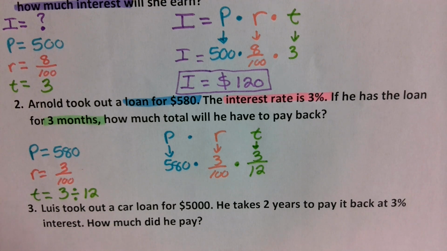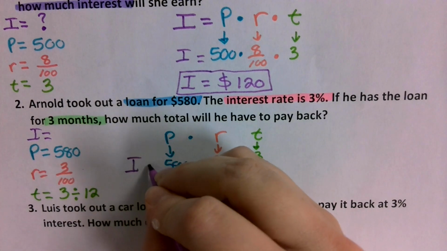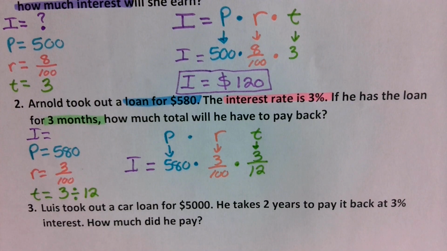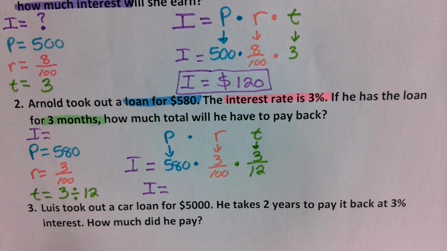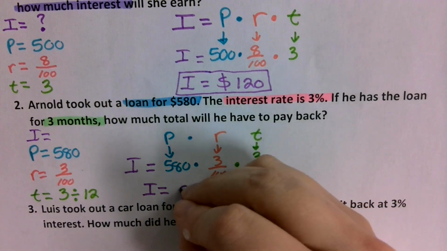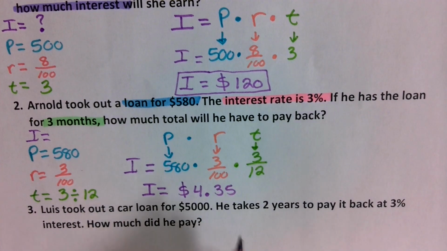Now when we multiply all of that together, that's just going to be equal to the interest. When we multiply all of this together, that's just going to calculate the interest alone. So we're going to do 580 times 3 over 10 times 3 over 12. That's going to come out to $4.35. That's just the interest.